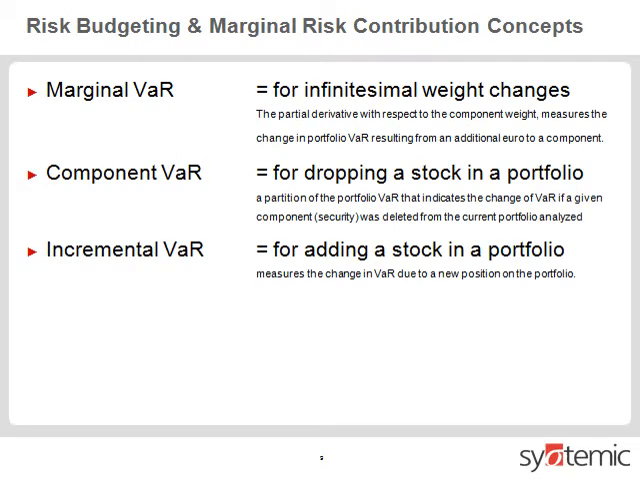With concepts in risk budgeting, we have marginal VaR for infinitesimal weight changes, where the partial derivative with respect to the component weight measures the change in portfolio VaR resulting from an additional numerical component. We also have a component VaR for dropping a stock in a portfolio, a partition of the portfolio VaR that indicates a change of VaR if a given component security was deleted from the current portfolio. And we also have the concept of incremental VaR for adding a stock in a portfolio, which measures a change in VaR due to a new position in the portfolio.